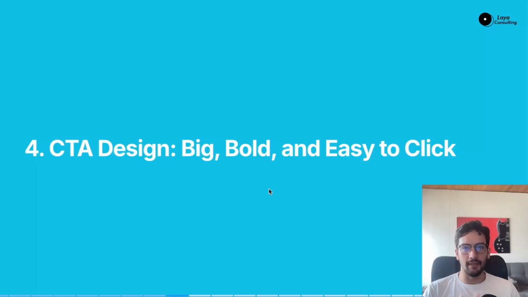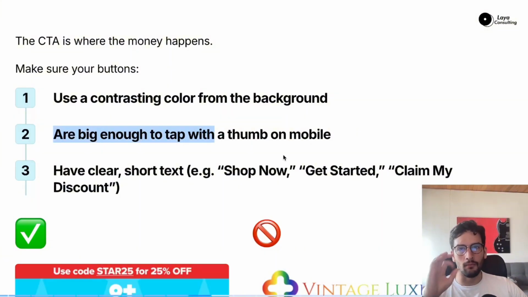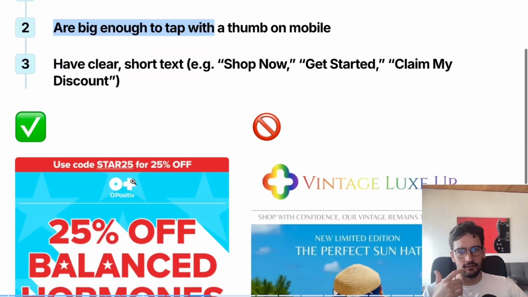Next, we've got CTA design, really important. Make sure it is big, bold, and easy to click. Okay, so the CTA is where the money happens. Make sure your buttons use a contrasting color from the background, are big enough to tap with a thumb on mobile, and have clear, short, concise text. Shop now, get started, claim my discount, etc.